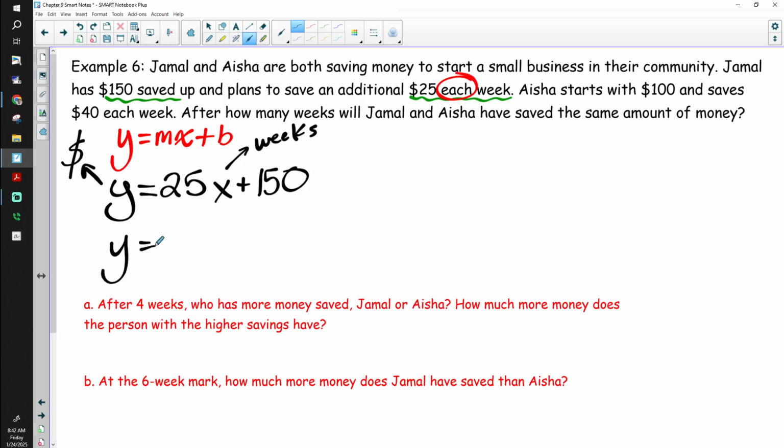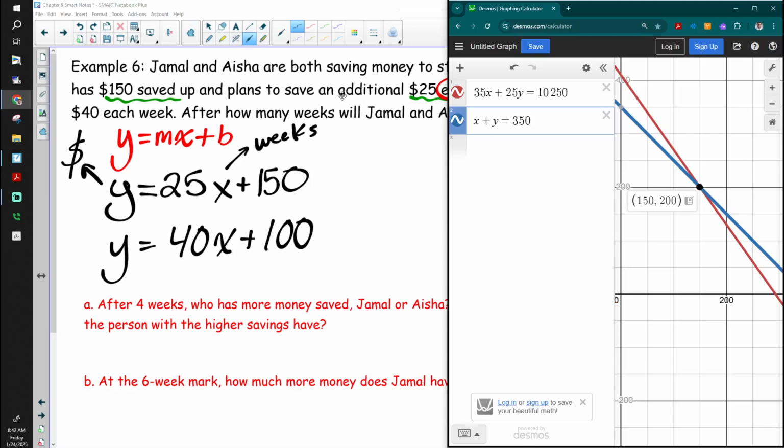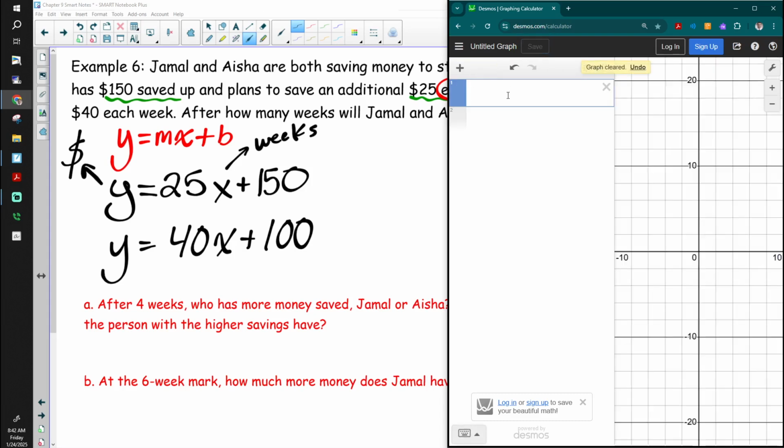Y equals 40x plus a hundo, yeah. Yep, right. Plus 100. We have two equations with two mystery variables, which means we can solve this using a system of equations. So what are we going to use? Desmos. Clear out the old nonsense. We're done with that one.